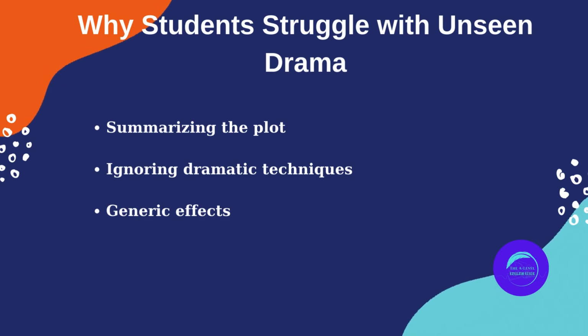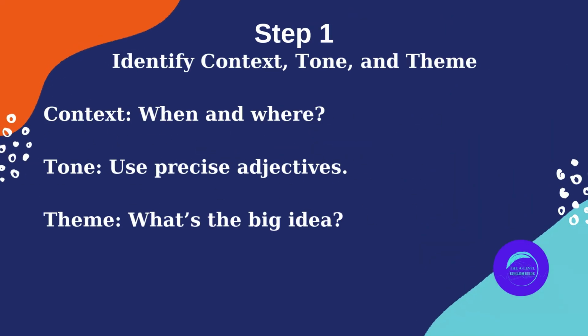Solution: 3-step method. Here's my 3-step method to analyse any unseen drama. Step 1. Identify context, tone and theme. Context. When and where is the scene set? How does it fit into the play's broader narrative? Tone. Is the scene tense, humorous, melancholic or ironic? Use precise adjectives. Theme. What's the big idea? Power, love, betrayal or societal conflict?